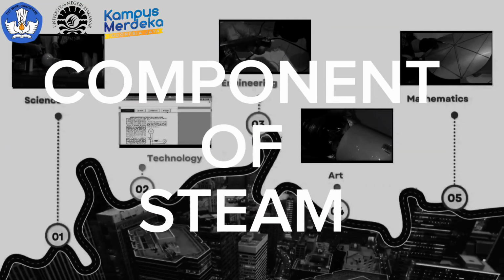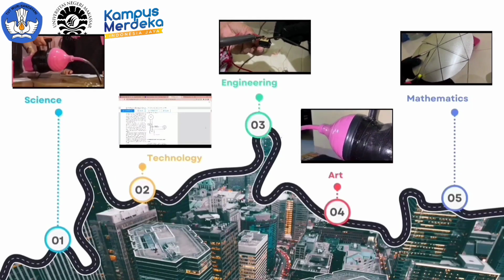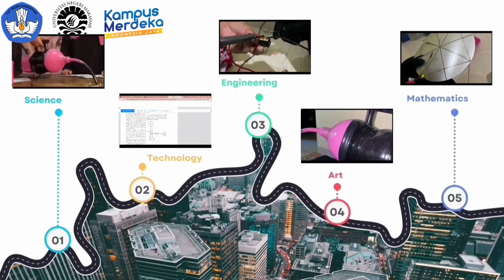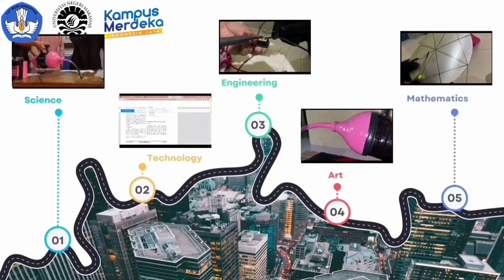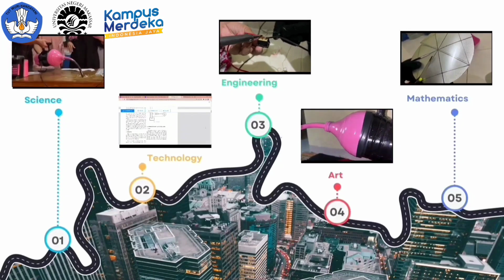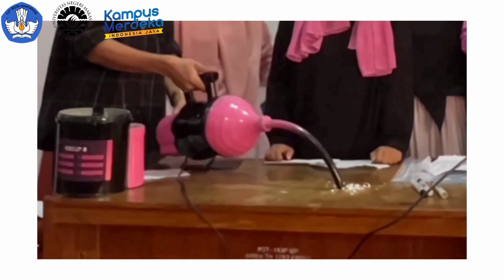The learning derived from project-based learning with a STEAM approach will enable students to develop knowledge and skills in the field of science, technology, engineering, arts, and mathematics. Here are the components of STEAM. First, there is science.